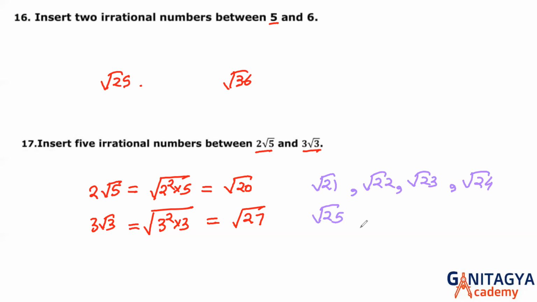Will it come? Yes, sir. No, between. No. Why? There are five. Under root 25 is nothing but 5, so this is not an irrational number. So 5 will not come because 5 is a rational number. So under root 25 won't come. Okay. So please write it down.